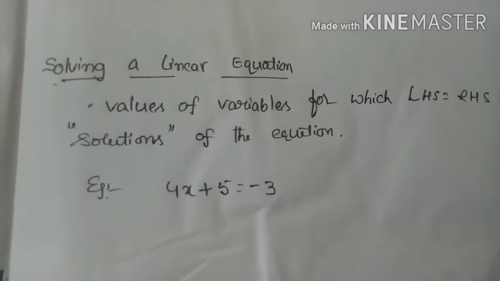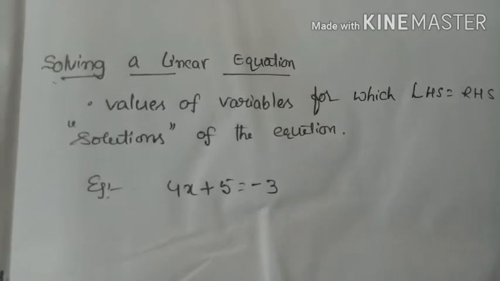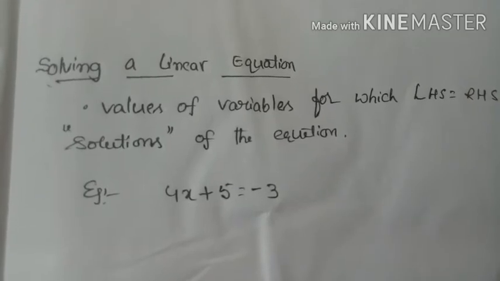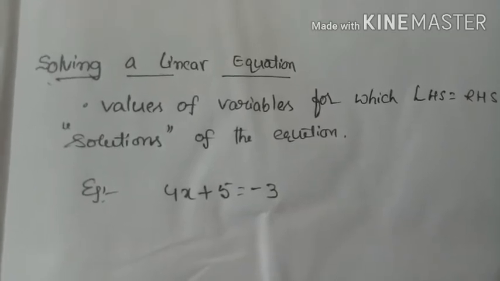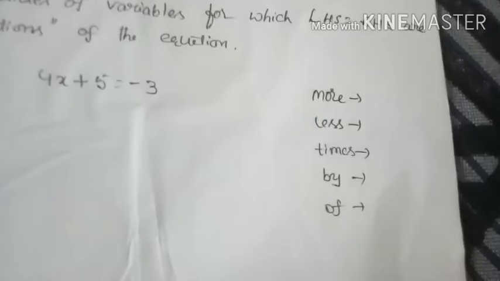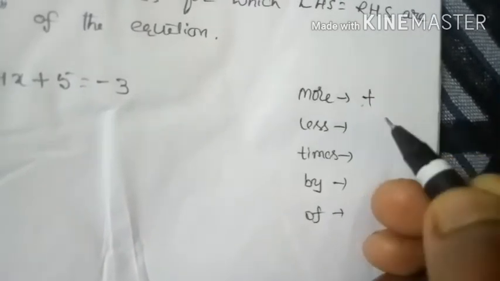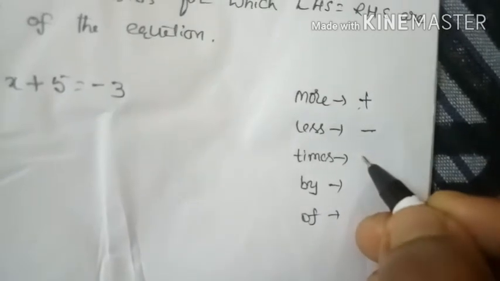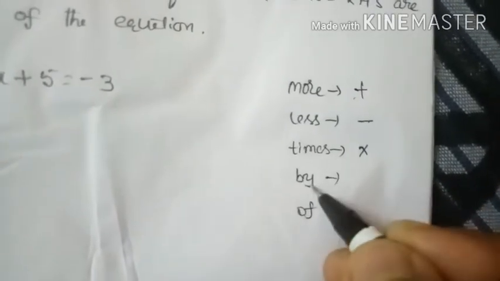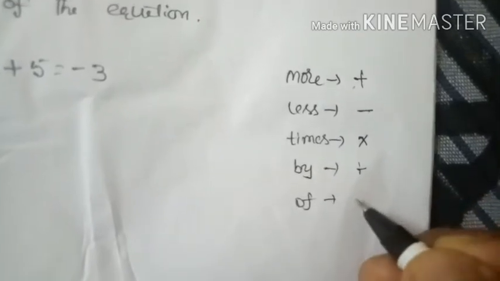Solving linear equations. So now how can we solve the equations? Previously we have to know the meaning of some words. More means what is the operation of more? Addition. Less means minus. Times means multiplication. By means divide, and of is also multiplication. Okay, so let's see how to solve this equation.